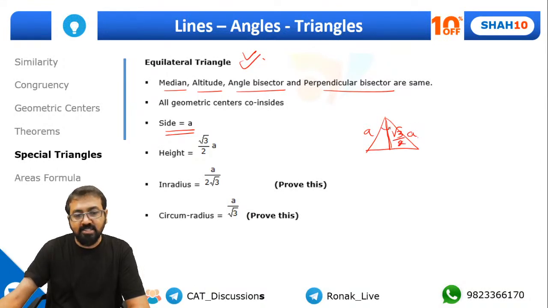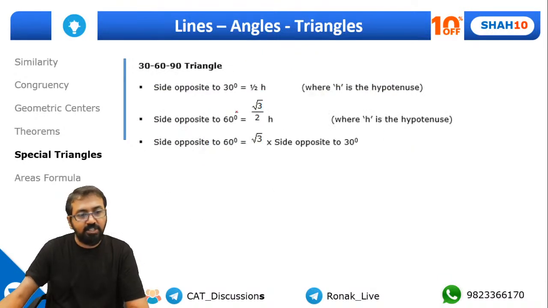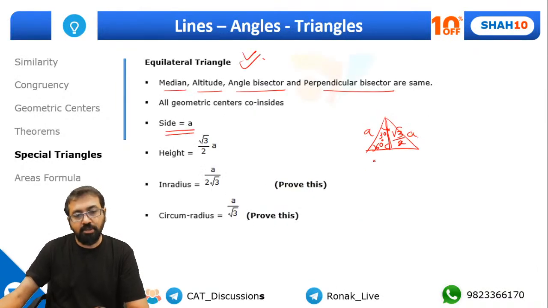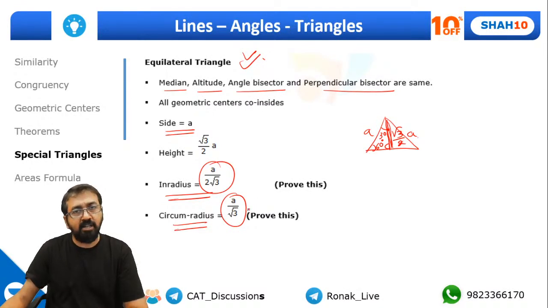Now how did we get this? It's a 30-60-90 triangle. It's a property of the 30-60-90 triangle, which I have mentioned over here. In a 30-60-90 triangle, remember, if this is 2A, then this will be √3A and this will be A. Remember this order: A, √3A, 2A. So if we apply this here, we get height as √3 by 2 times side. What is the inradius? A by 2√3, and circumradius A by √3. Can you remember this part, everyone? These points you need to use in that question.